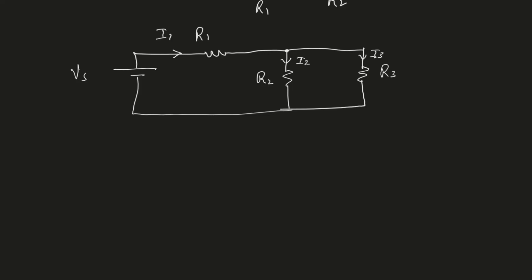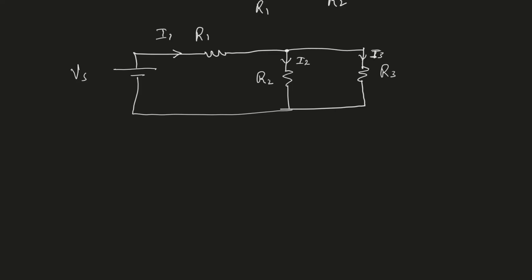And you can see that I1 is not equal to I2 because some of I1 actually goes to the third resistor. So we can say that I2 is maybe smaller than I1. So therefore, the current in R1 and R2 is not the same, so they are not in series. Also, R1 and R3 are not in series because they don't have the same amount of current flow.